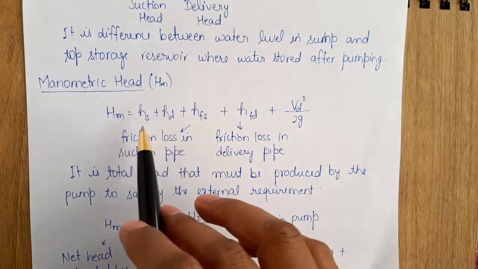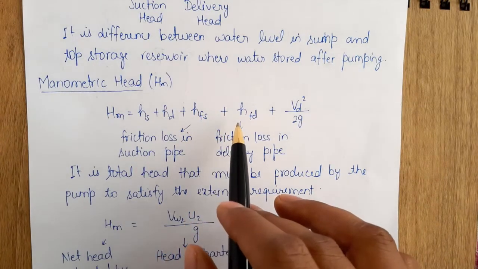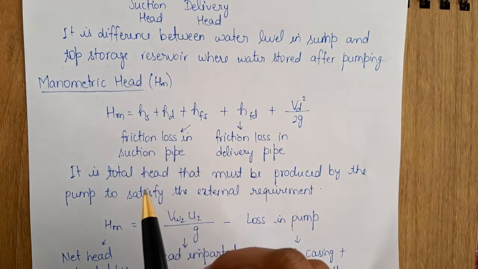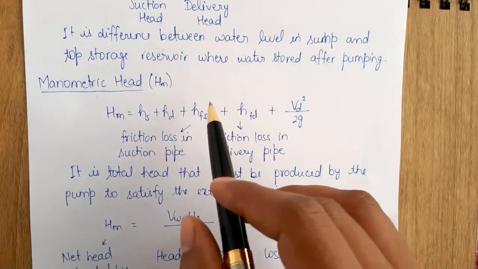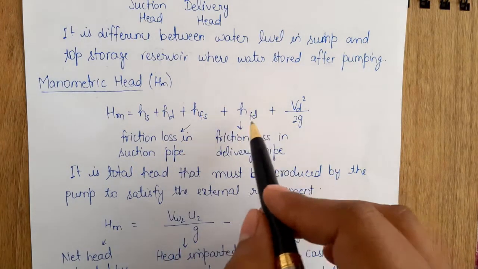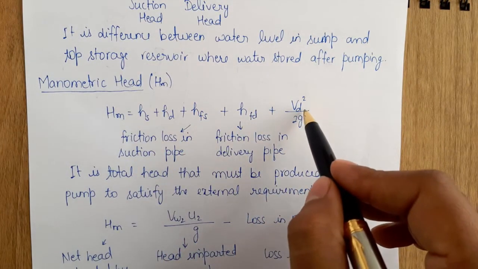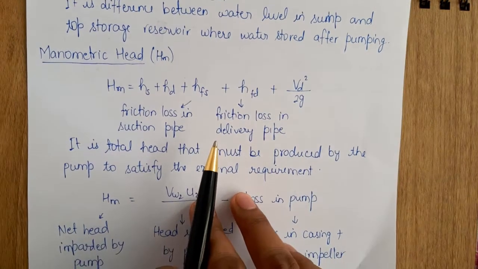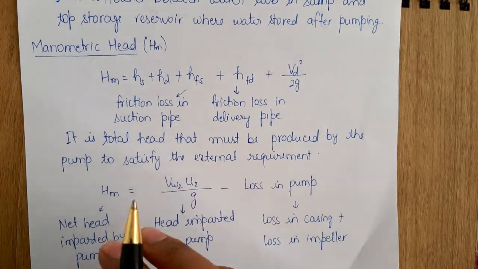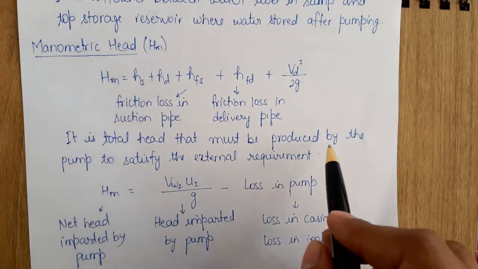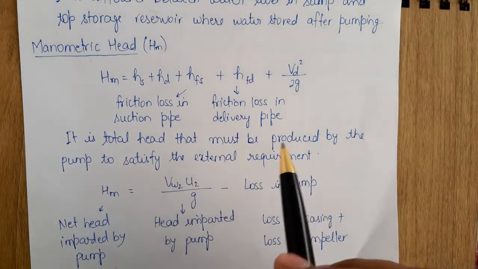And manometric head is Hs plus Hd plus Hfs plus Hfd plus Vd square upon 2g, where Hfs is the friction loss in the suction pipe, Hfd is the friction loss in the delivery pipe, and Vd is the velocity of the discharge. Now manometric head is the total head that must be produced by a pump to satisfy the external requirement.